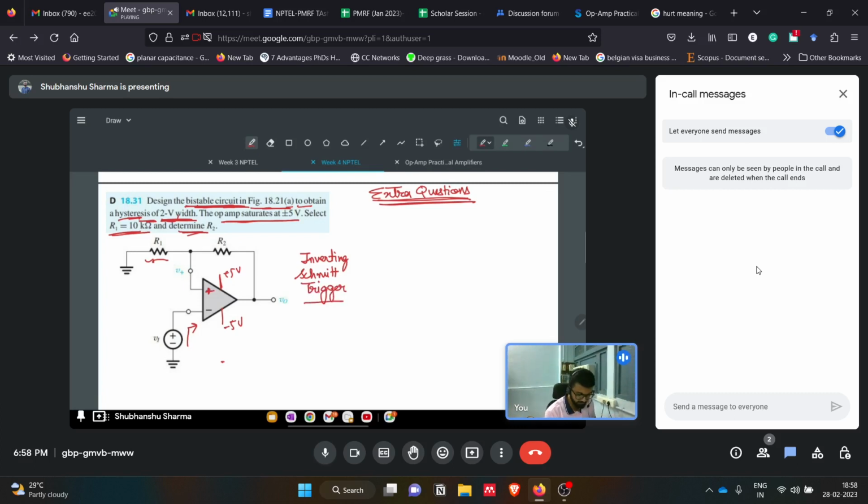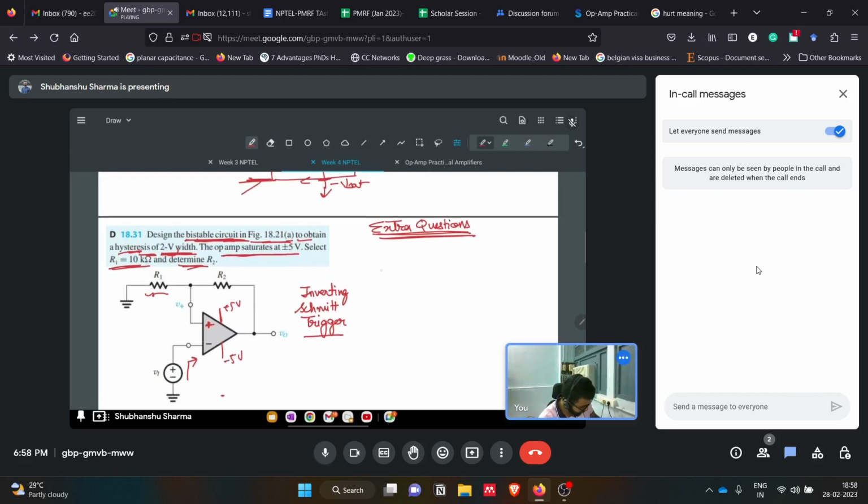Okay, so how will we realize this? It is simple. As we know, R1 equals 10 kilo ohm. We need R2.